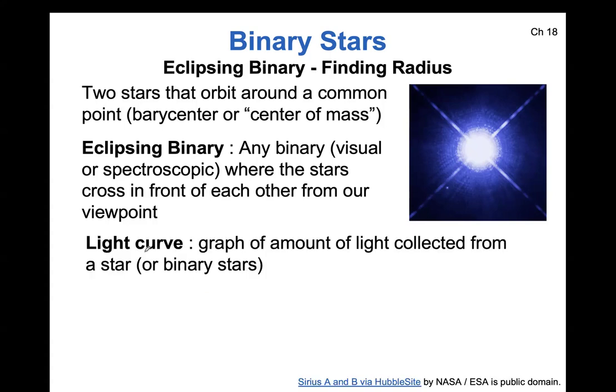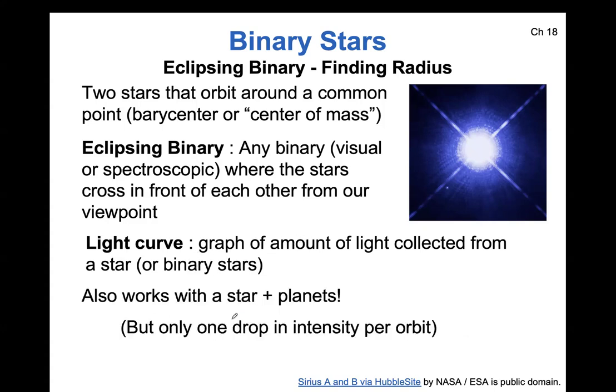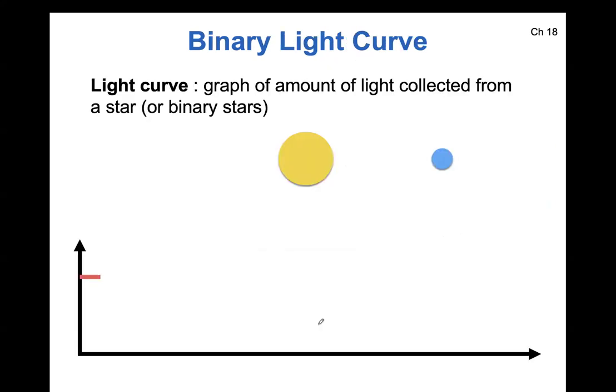Okay? We look at the light curve, the graph of the amount of light collected from a star. This technique also works for planets, but only one drop in intensity per orbit. With some planets, like really large gas giants, we actually do see a drop because of the reflected light being eliminated. So there actually can be a secondary small drop, but it's usually just one big drop. So this is what the light curve would look like.